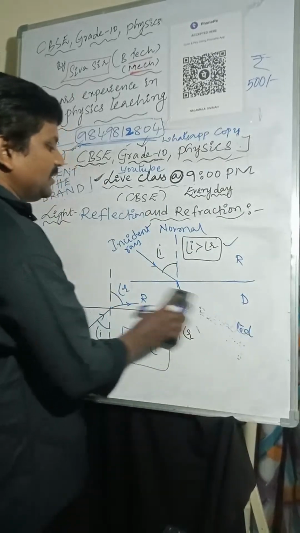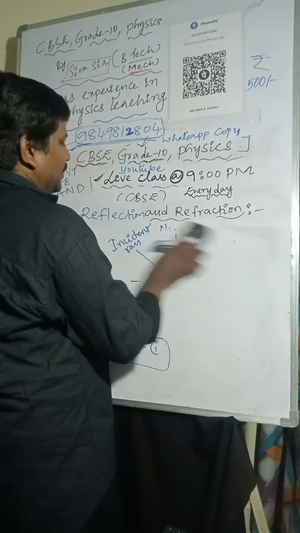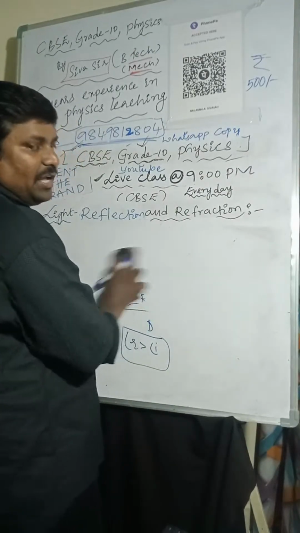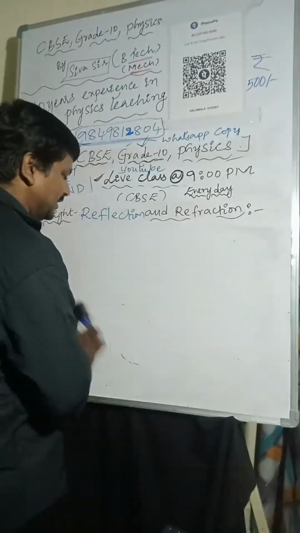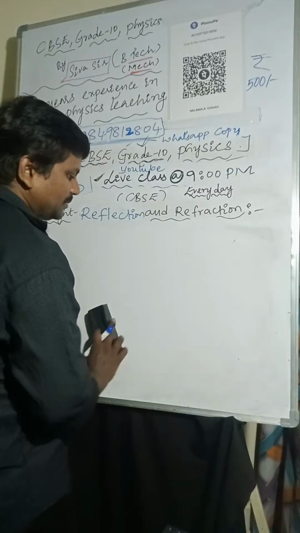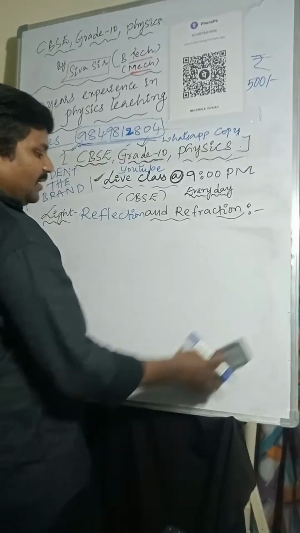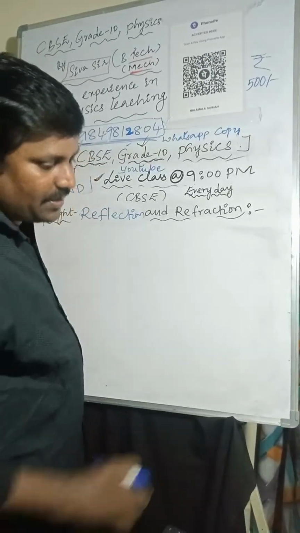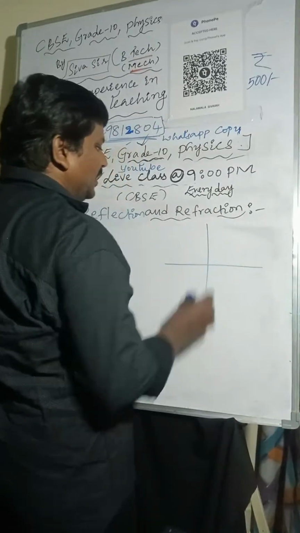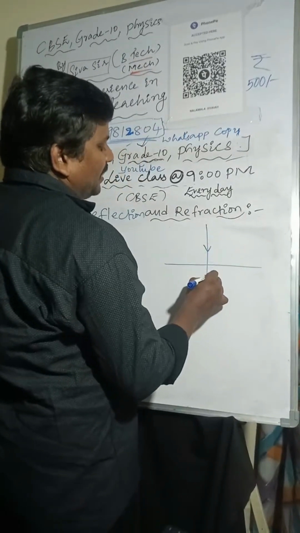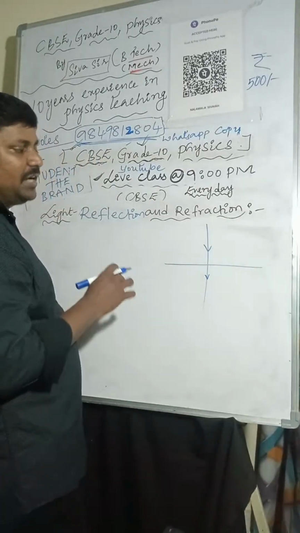So now we will go to the next one. What are the conditions for no refraction? When does refraction not take place? The first point is when the light ray is passing along the normal line. If the light ray passes along the normal line, no refraction takes place.